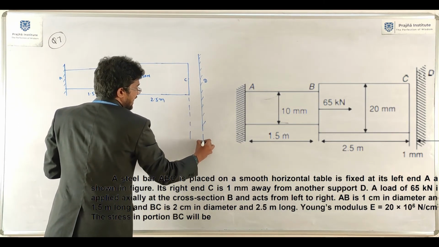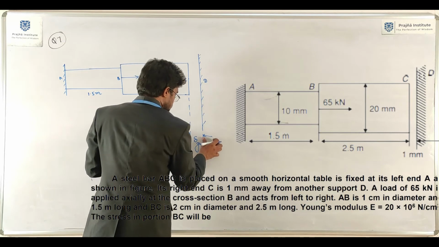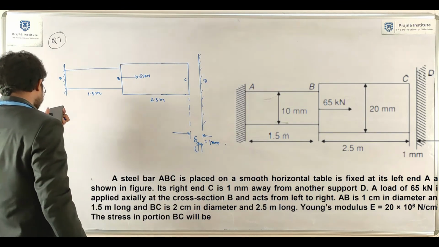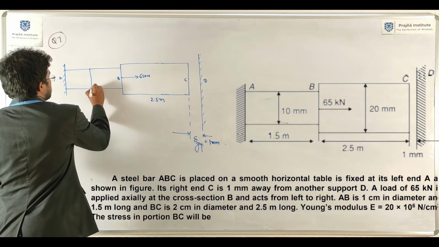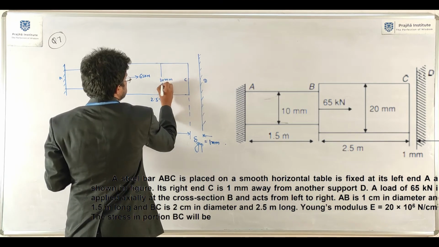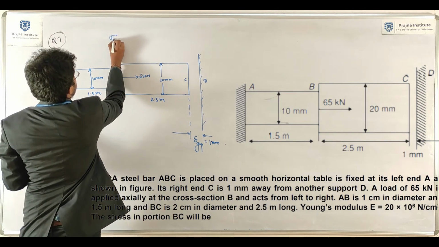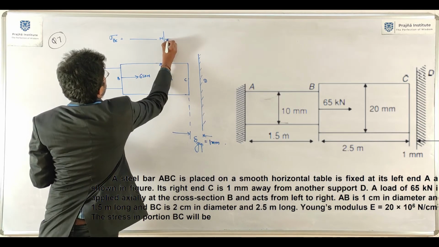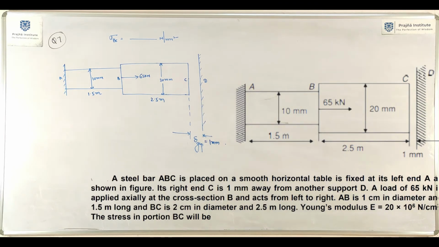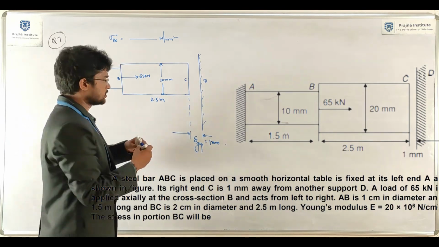What is the value of delta gap? Delta gap is equivalent to 1 mm, and the other is 1 centimeter, which means 10 mm, so it is 20 mm. Finally they are asking the magnitude of stress in the portion BC, sigma BC, in terms of Newton per mm square. So you will definitely get support reaction RD. If you are interested, you can check it out.